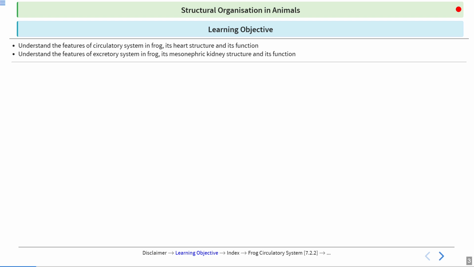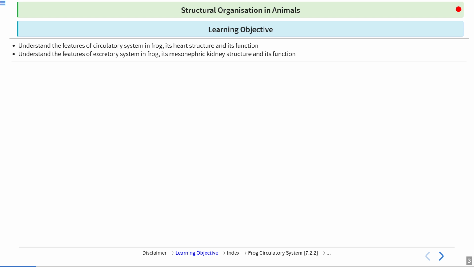Next, to understand the features of the excretory system in frog, its mesonephric kidney structure and its function. So, we will see how the excretory system works in the case of frog, and what is the structure of this mesonephric kidney, right? And we will also discuss the related functions of the kidney.